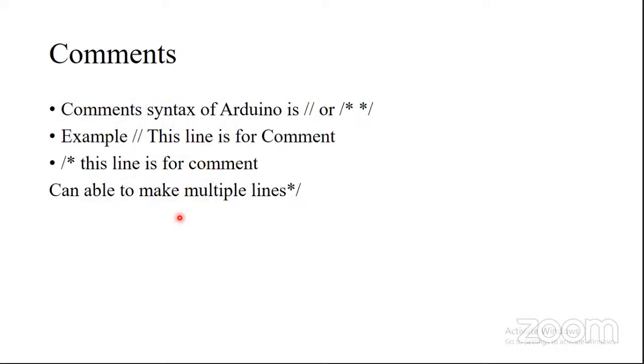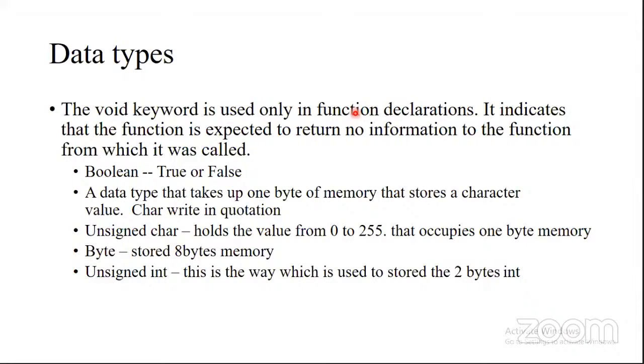The next thing is commenting in Arduino. That's exactly like in C, C++. A double slash is used to make a single-line comment, and a slash asterisk is used to make multi-line comments. Then data types. The void keyword we have, like in a C program, is used for function declaration.